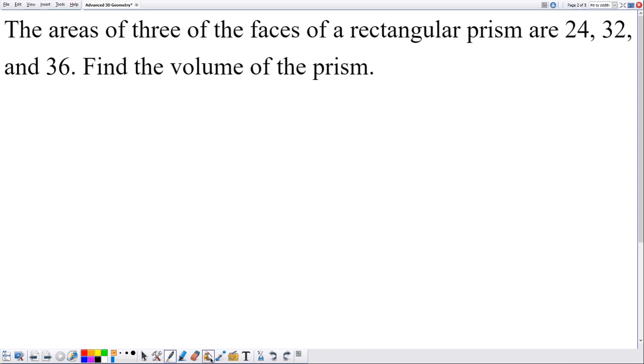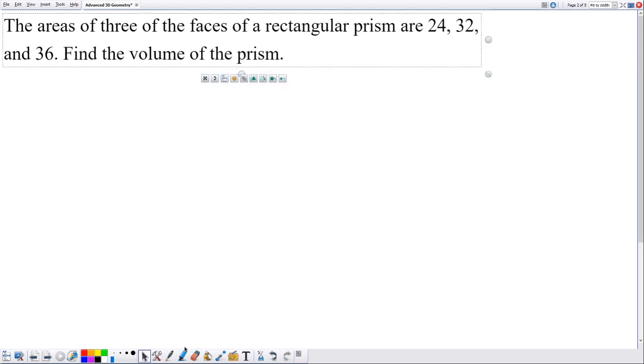Hello again. So let's look at our next 3D geometry problem. It says that the areas of the three faces of a rectangular prism are 24, 32, and 36. Find the volume of the prism.